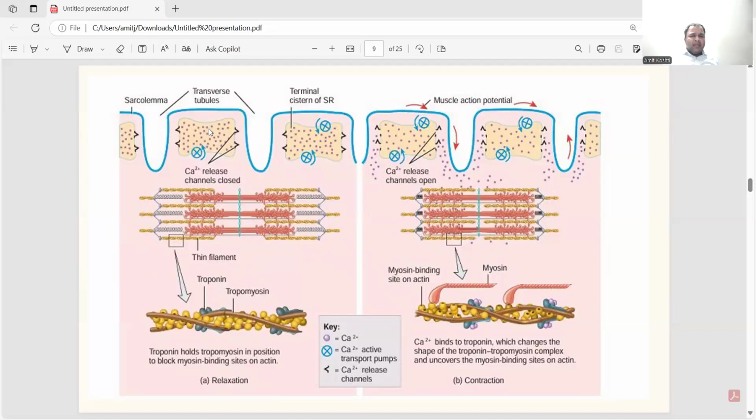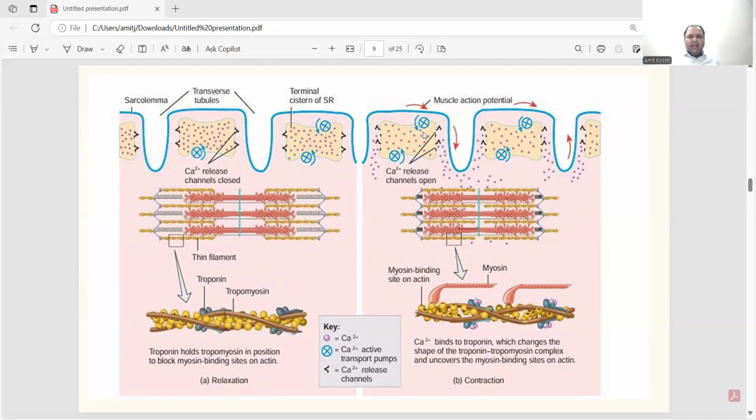With no calcium, troponin remains firmly bound to tropomyosin, and tropomyosin holds its position, hiding the myosin binding site. As the myosin binding sites are not exposed, the myosin molecule cannot bind to the actin molecule, and the muscle remains in the relaxed state. And during the contraction, what will happen?